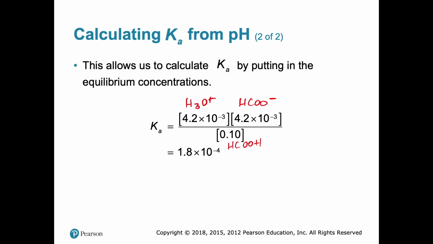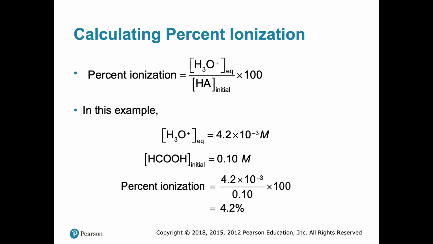Good stuff. So the next thing you can do is calculate the percent ionization, where you take the concentration of H3O at equilibrium divided by the initial concentration, which was the 0.1, and multiply it by 100. In this example, remember we calculated the concentration of H3O using the 10 to the negative pH equation to be 4.2 times 10 to the negative 3. And then the problem gave us that it was a 0.1 molar solution of formic acid. So you just plug it in there, times 100, and then you get a percent ionization of 4%.